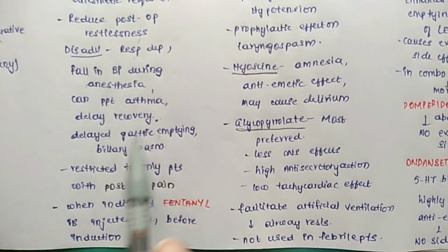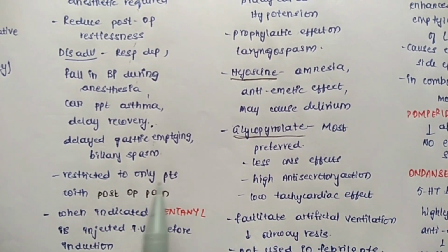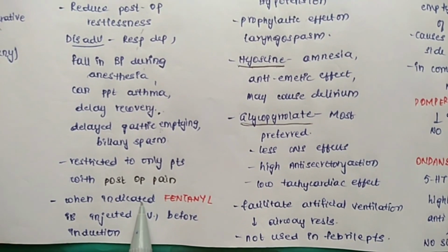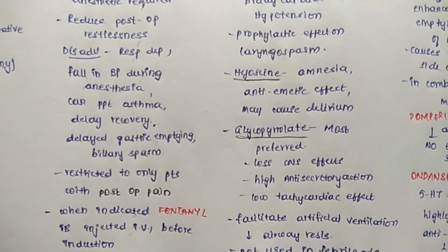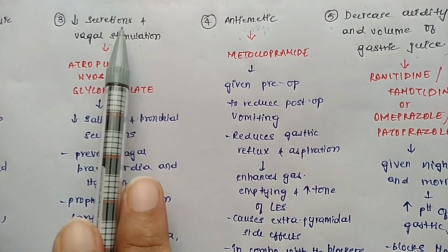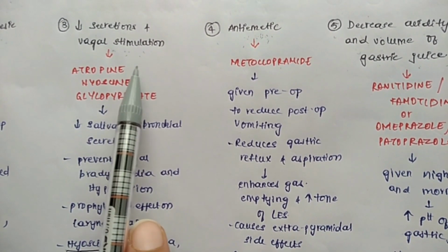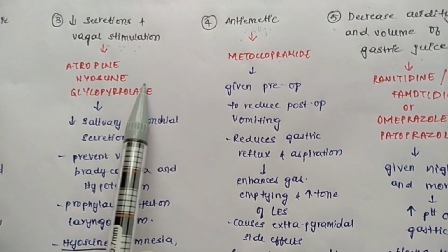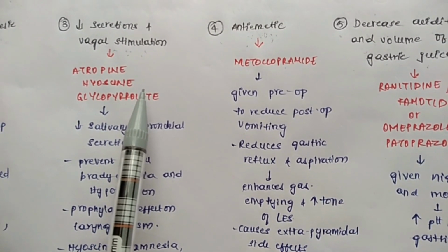Hence, due to all these disadvantages, the use of the opioid analgesics is now restricted to only the patients with post-operative pain. But when strongly indicated, only fentanyl is injected IV before the induction of anesthesia. The third objective is to decrease the secretions and vagal stimulation. The drugs that are used to decrease the secretions and decrease the vagal stimulation are atropine, hyoscine, and glycopyrrolate. All of these are anticholinergic drugs, most appropriately antimuscarinic drugs.